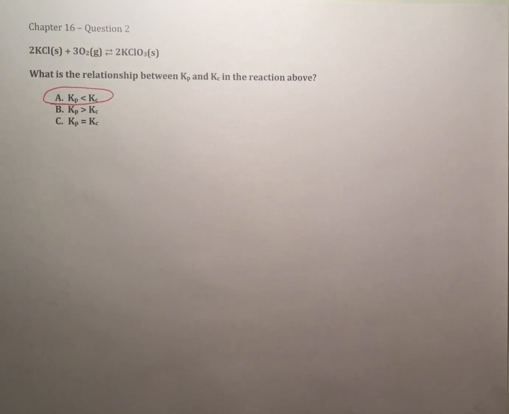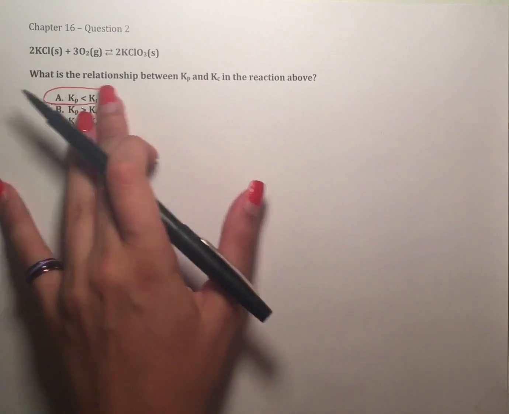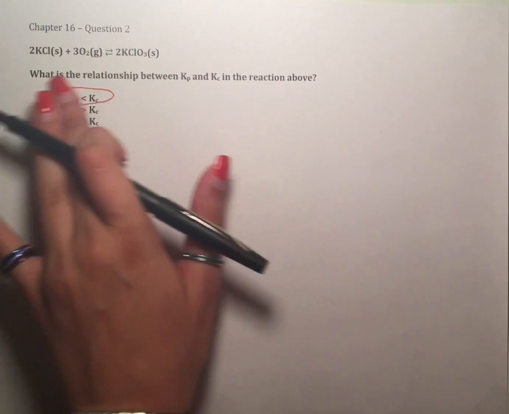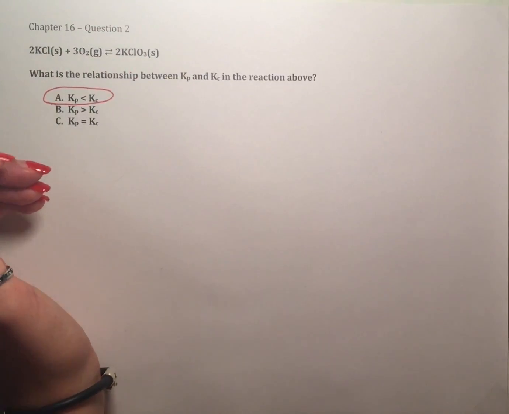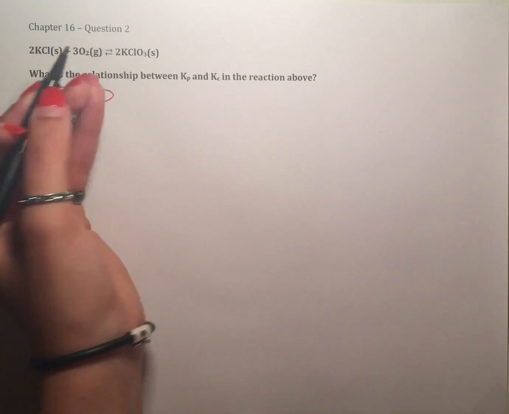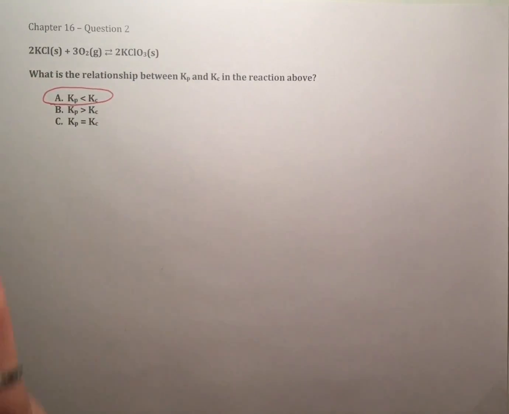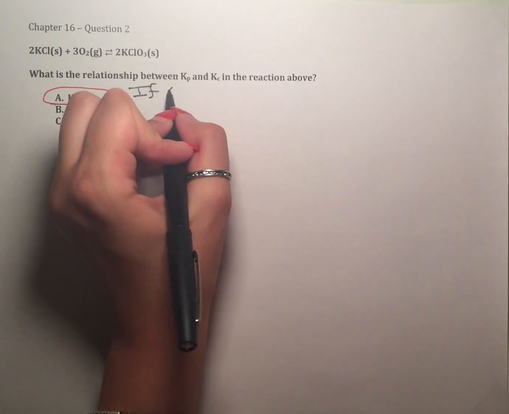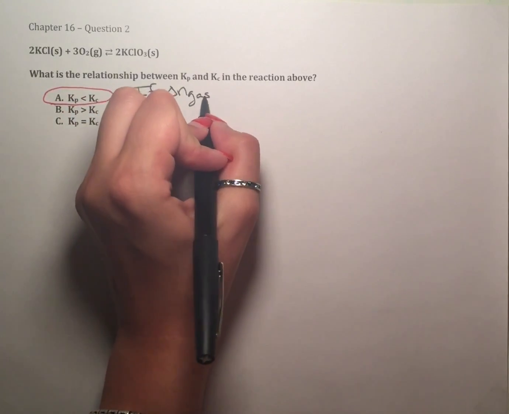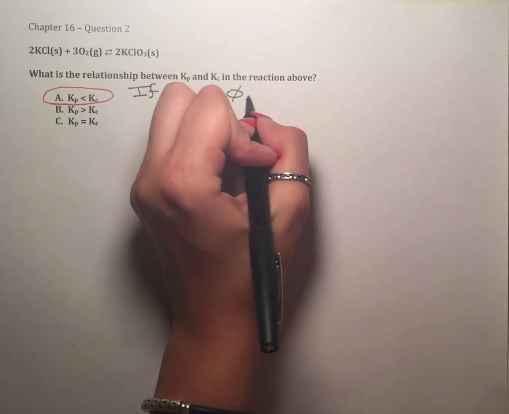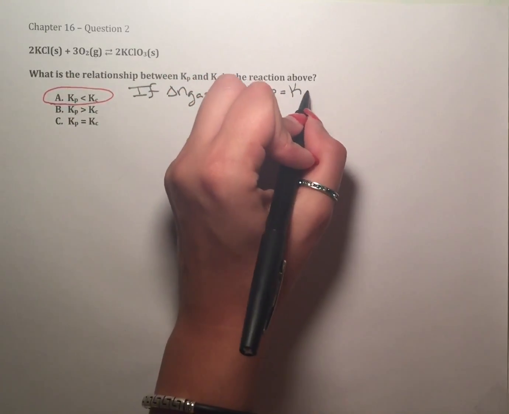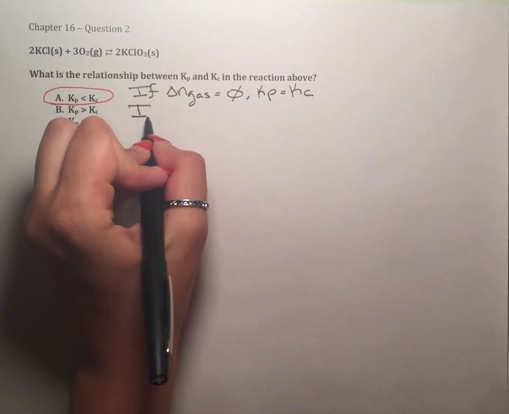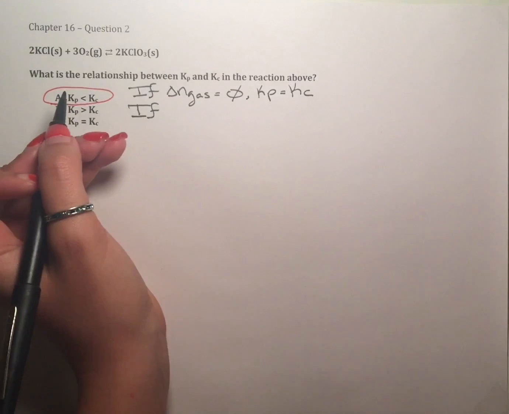Alright, so now let's go through the question. What is the relationship between Kp and Kc in the reaction above? Here's the reaction that you're given, and what we need to start by doing is using this law, I guess it's called a law, I don't know, these rules. Okay, so if delta N gas equals 0, then Kp is equal to Kc. This is kind of just something you have to memorize, so I would write this down on a flashcard and just look at it a bunch.